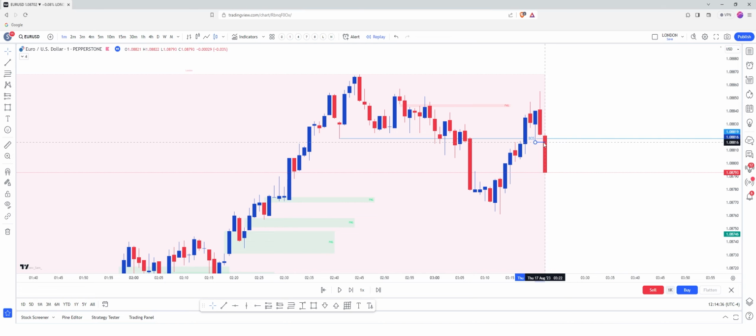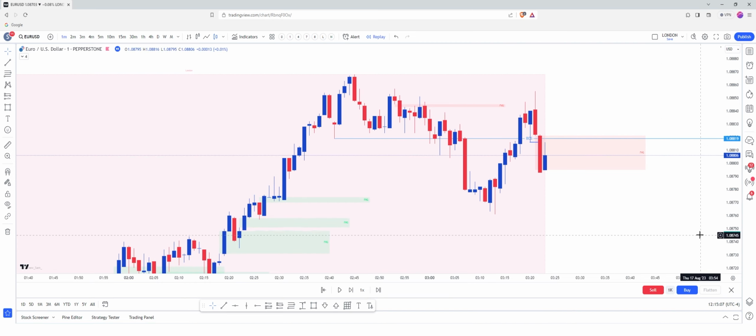So we've broken structure at this point, and I would class this as displacement. We've got a large engulfing candle here, and then a second engulfing candle, much larger bearish candles compared to the bullish candles, and then there's this large bearish candle as well. So I'm thinking, right, we do have bears in the market, if you like. Price could be dumping at this point.